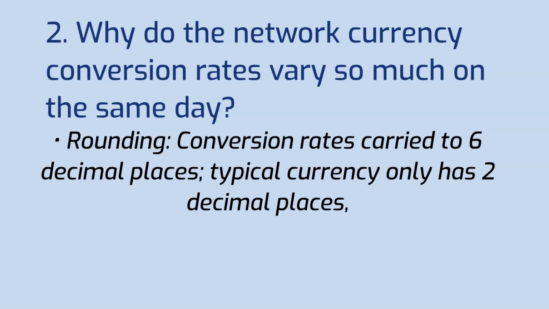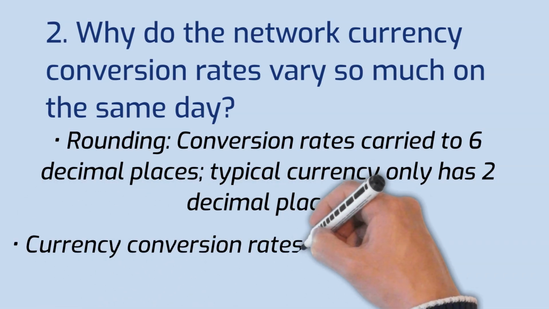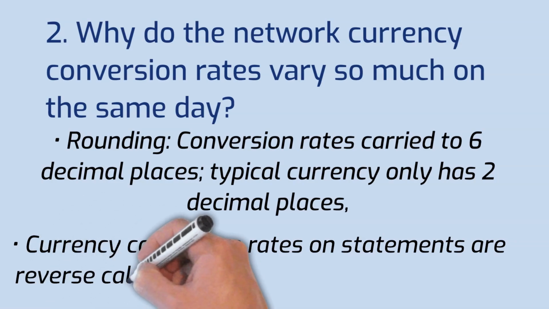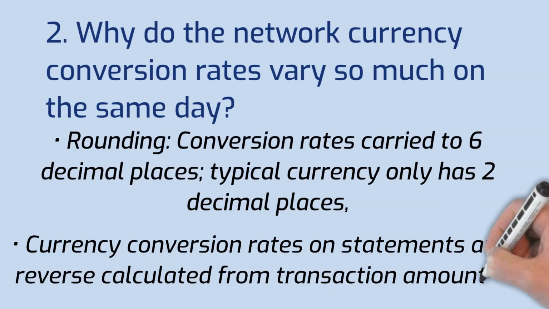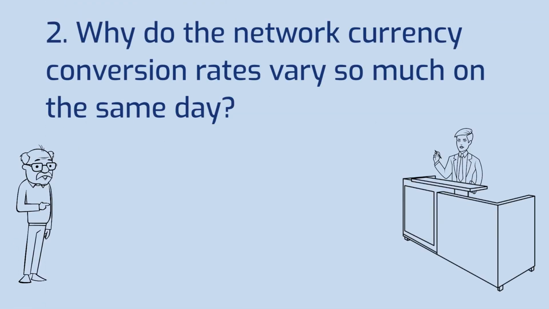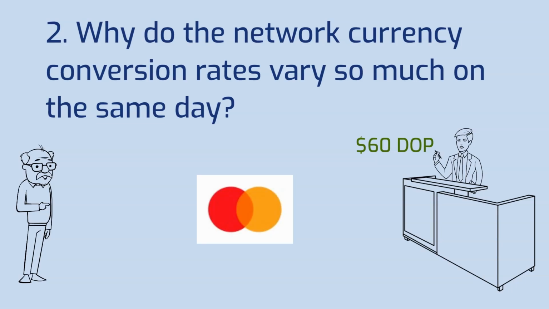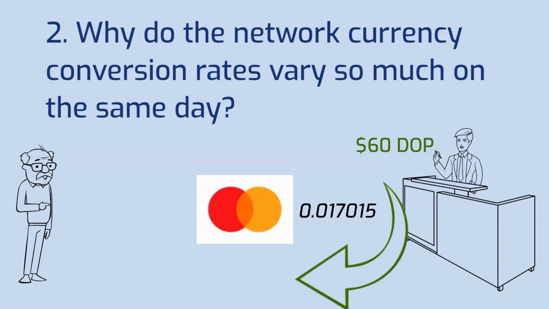The other factor. This may be a MasterCard unique thing or maybe an issue with other payment networks as well. The currency conversion rate you see on your statement is not the currency conversion rate that was used. Let me explain. I'm on vacation in the Dominican Republic. I purchased something for 60 Dominican pesos. My home country is Canada, and my payment currency is Canadian dollars. The network converts the 60 Dominican peso purchase to US dollars, network-based currency, at 0.017015 for a US dollar amount of 1.0209. Since USD currency only has 2 decimal places, this is rounded to $1.02 USD.